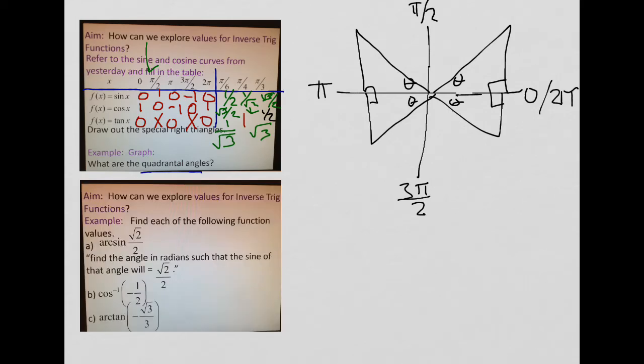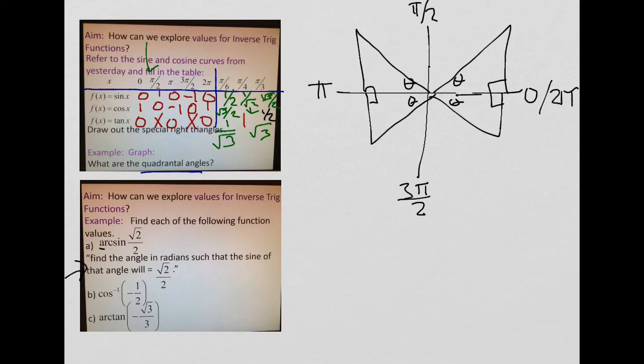So for example, we're going to do A, arc sine of radical 2 over 2. What that is really saying, you don't have to copy it, but I put it here so you could read it, is you need to find the angle, so think arc is saying A, angle. Find the angle in radians such that the sine of that angle equals radical 2 over 2. So we're finding the angle, and so A for angle.